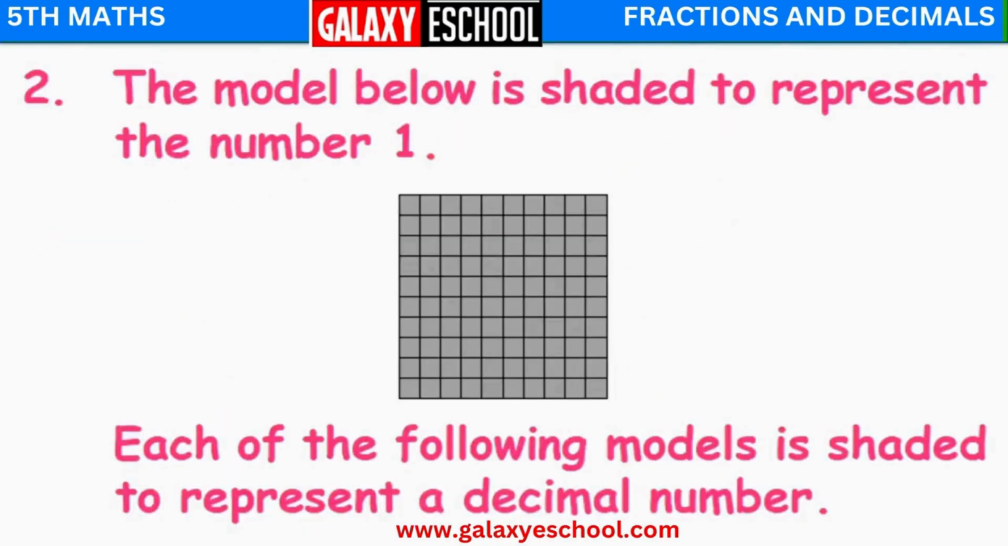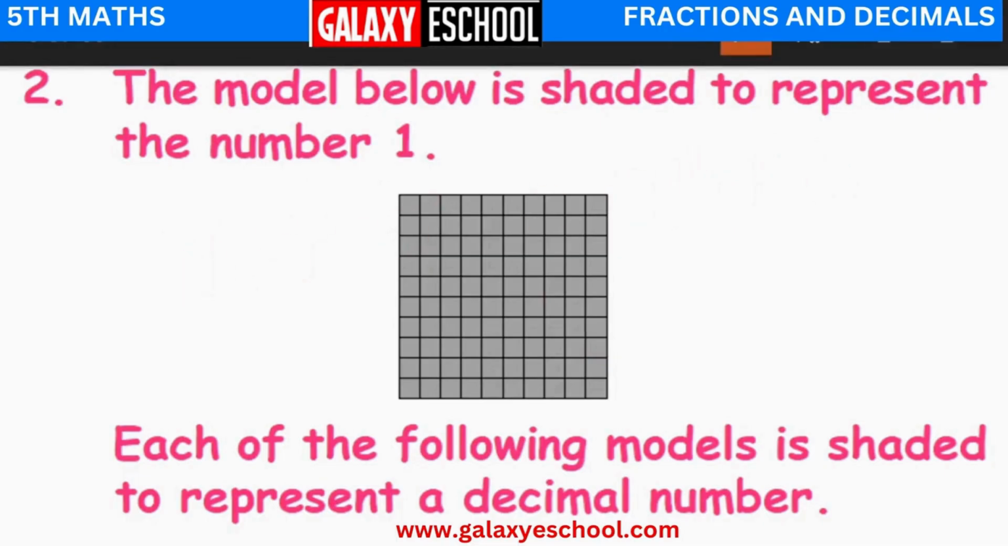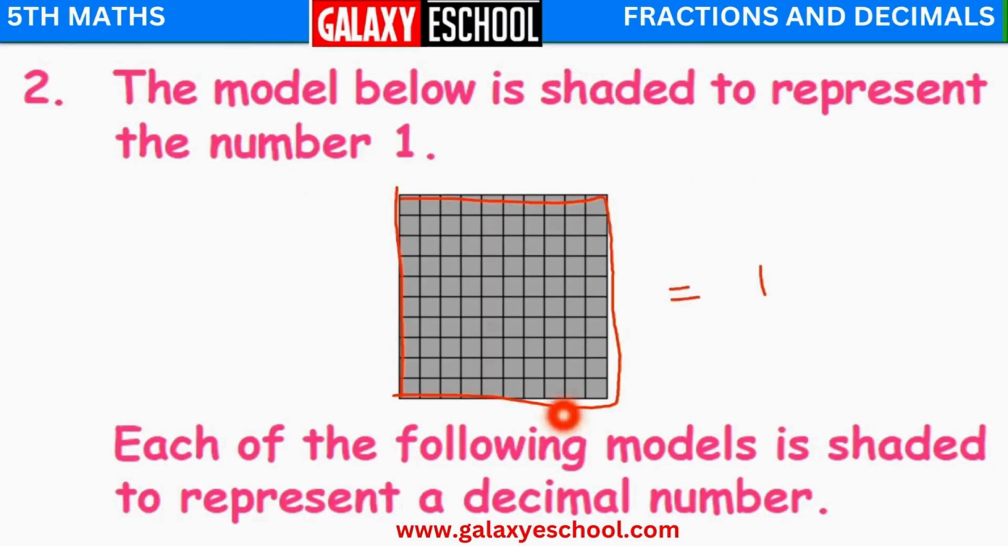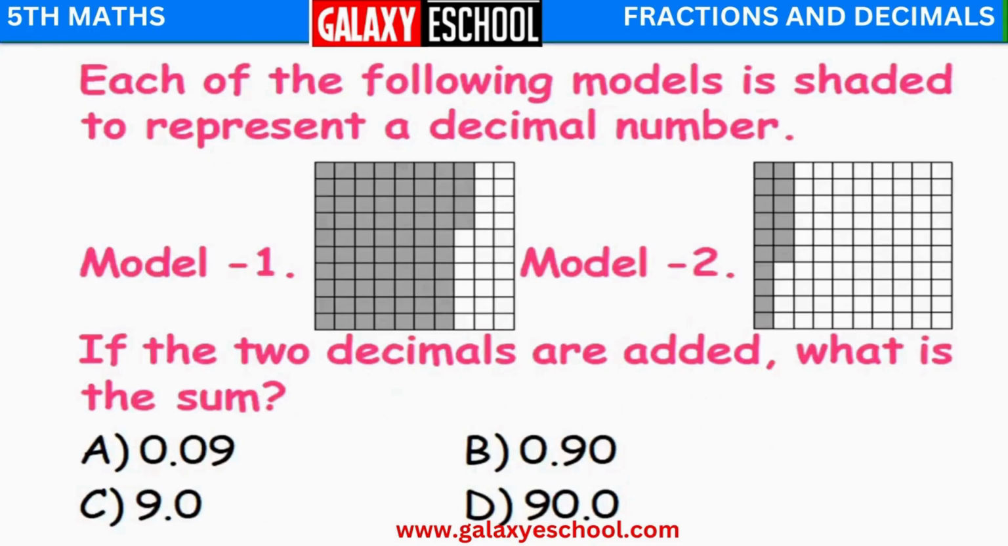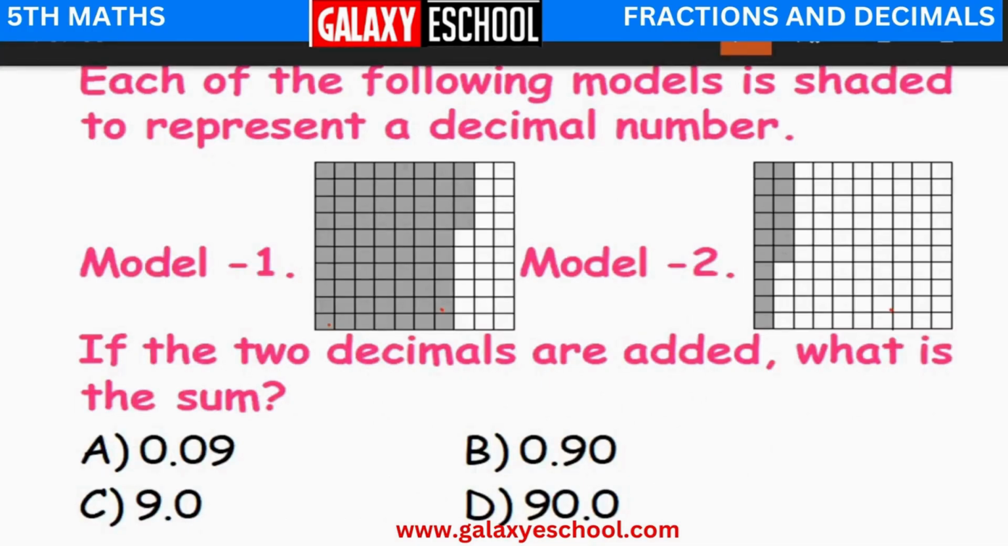Okay. Next question 2. The model below is shaded to represent the number 1. Yes, all the blocks of the given square are shaded. It is completely shaded, so it represents the number 1. And each of the following models is shaded to represent a decimal number. Again, what do we have here children? We are having 2 models of the same size and also of the equal number of blocks. We have to first find out what fraction does this model represent and what fraction does this model represent.